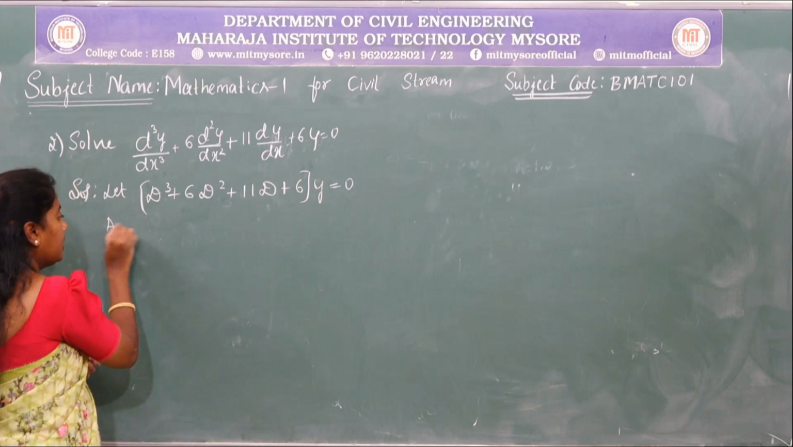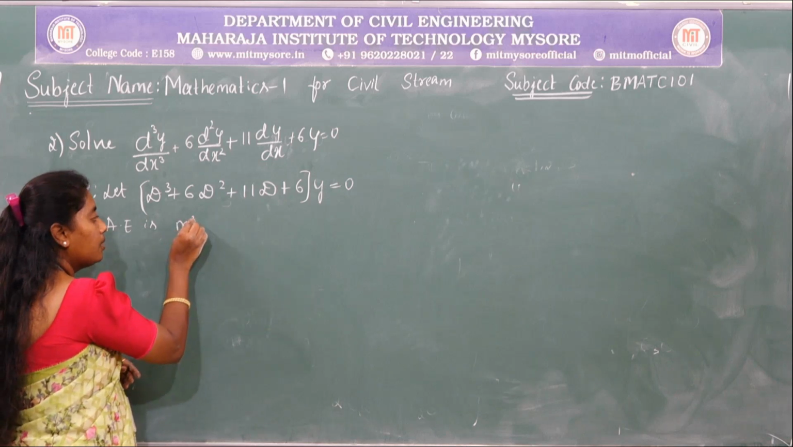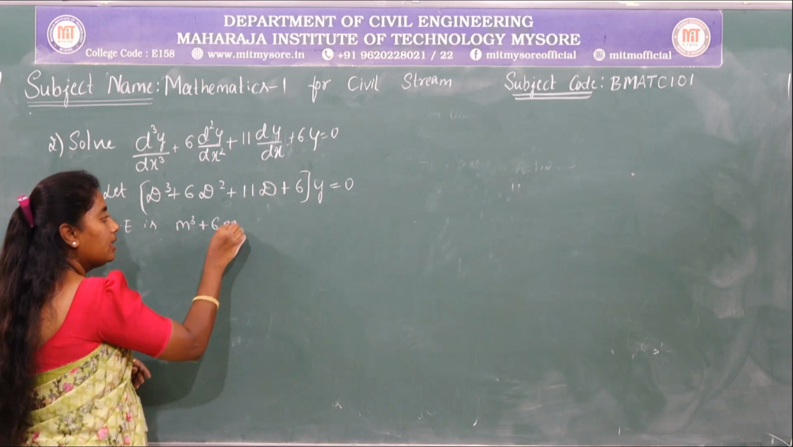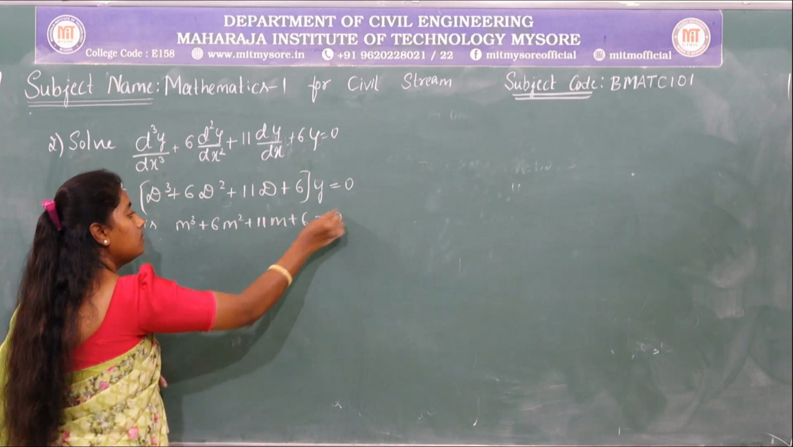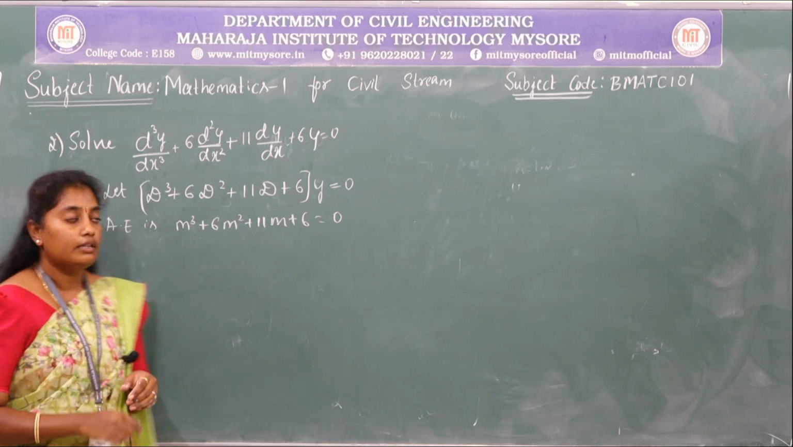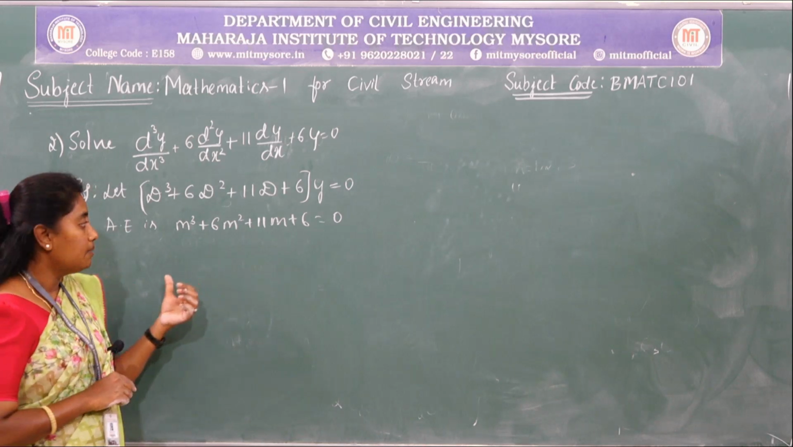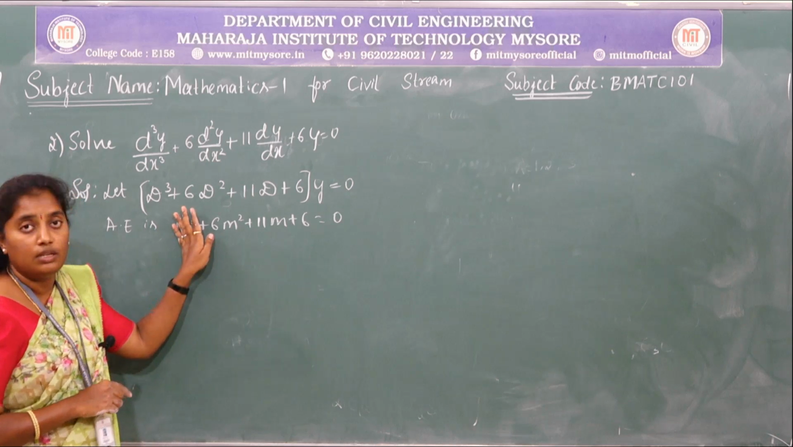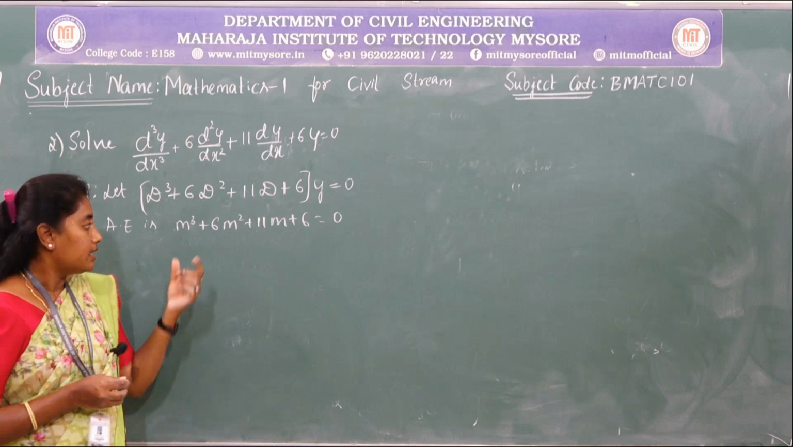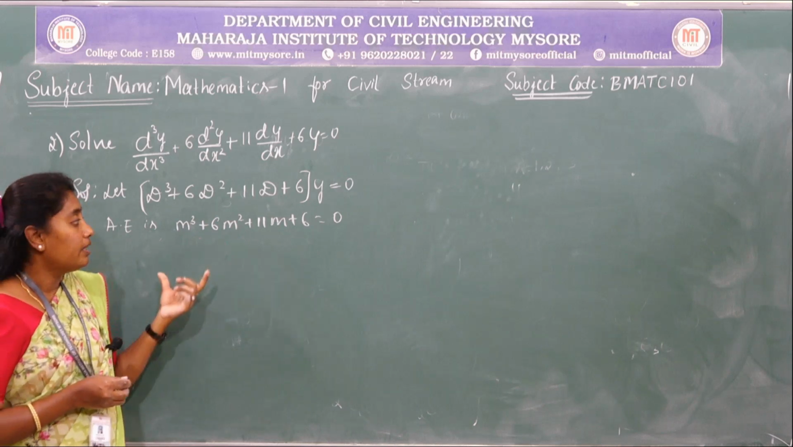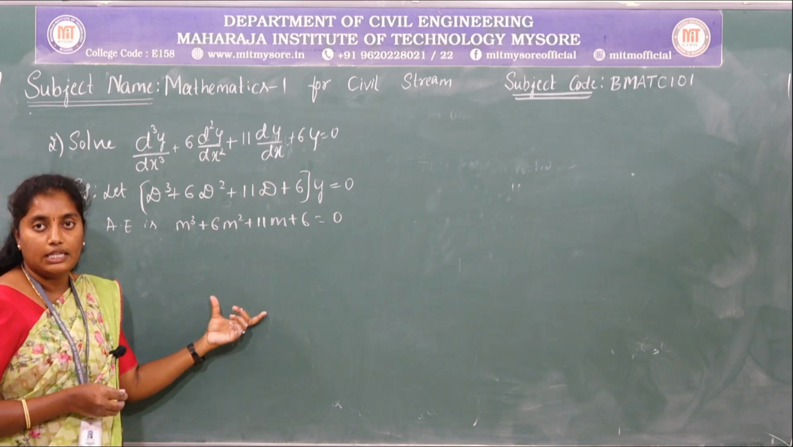Next we have to write the auxiliary equation of this. The auxiliary equation is m cube plus 6m square plus 11m plus 6 equal to 0. After writing the auxiliary equation we have to find the roots of the equation. In the previous problem it was a quadratic equation, and by factorization we got the roots. Here it is a cubic equation, factorization is not possible, that is why by the method of synthetic division we have to reduce this to a quadratic equation.